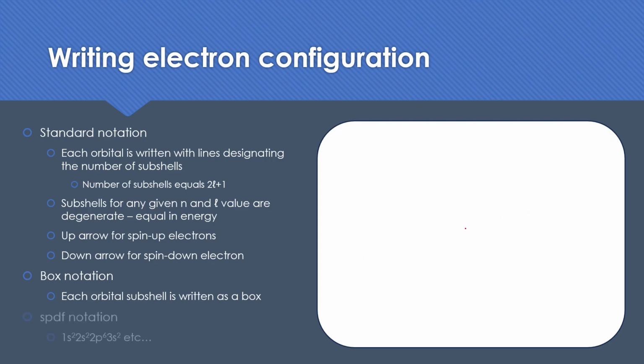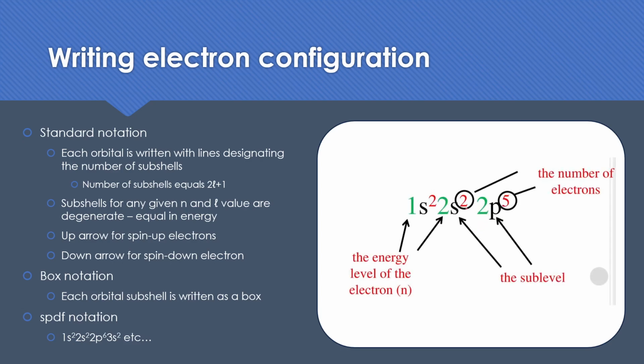And then finally, we have spdf notation. This is the most common way. It's a very truncated way. There is some information that it doesn't tell you, but it's the easiest way to do it. Okay, so you write the energy level of the electron, then the sublevel, then the number of electrons. So 1s2, 2s2, 2p5, and you don't move on to the next subshell until you finish the previous one.